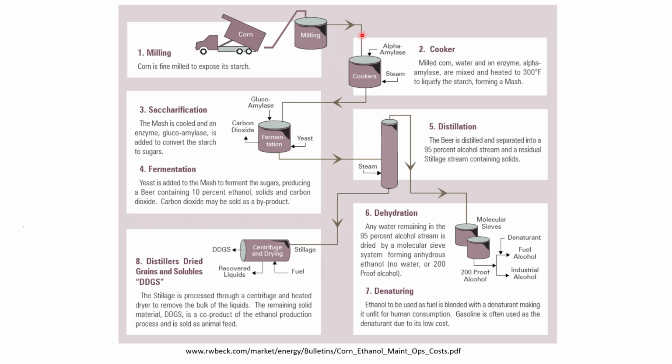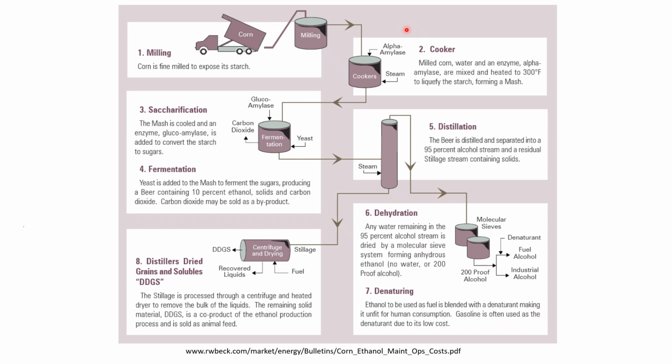So after being smashed, after being milled, that is sent to the next step, which is referred to as the cooker. In the cooker, the milled corn is mixed with water and an enzyme. And in this case, that enzyme is alpha amylase. That mixture is then heated, say up to 300 degrees Fahrenheit, in order to what is referred to here as liquefy the starch and form a mash.